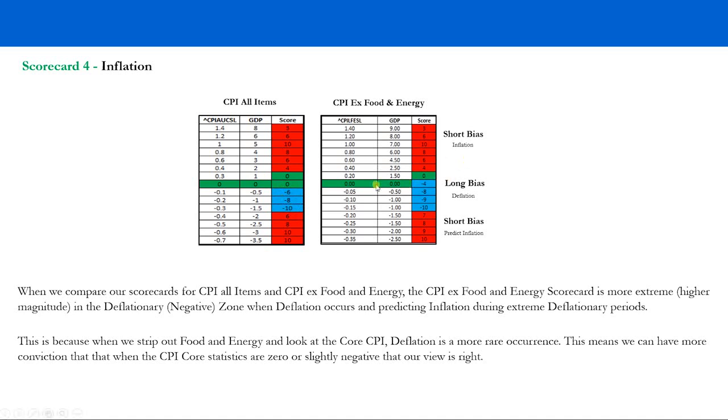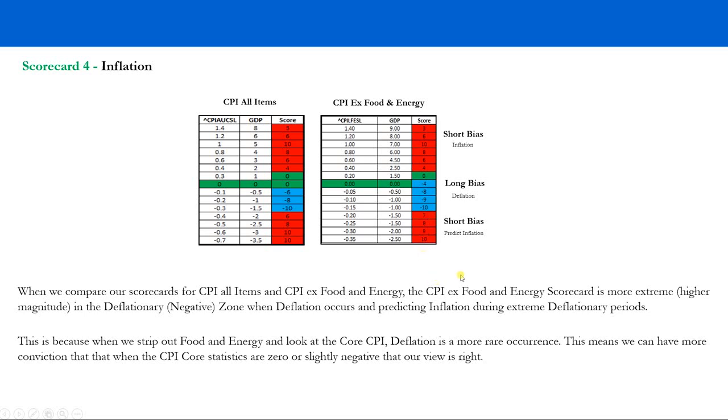And we can also note that at the zero bound, at zero values, we even consider this deflation as well. We can also see that the numbers are slightly more extreme here in the extreme case. So when we have a short bias towards the currency, because we're going to predict inflation as a result of central authority action.